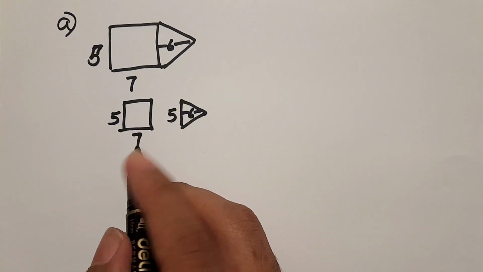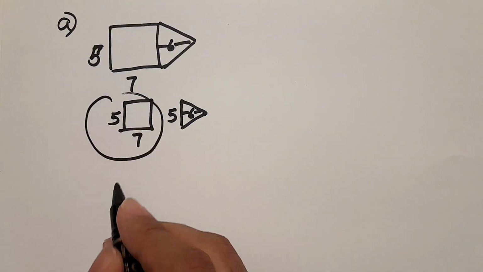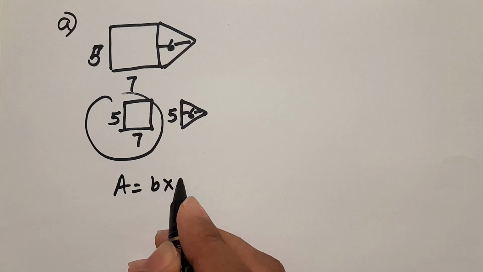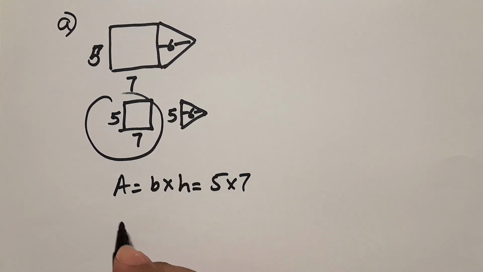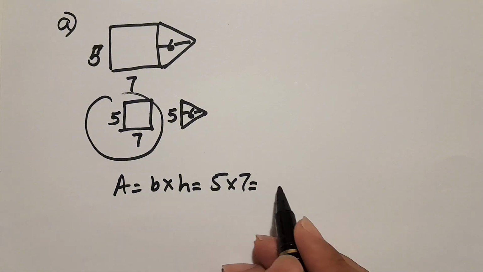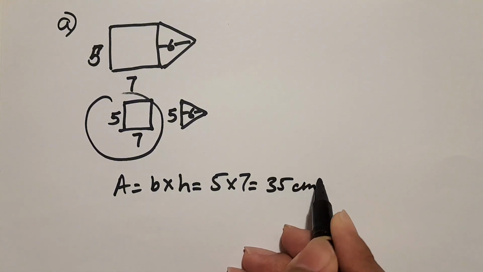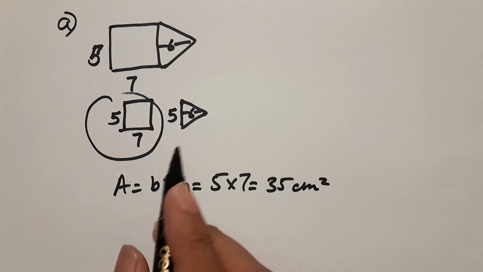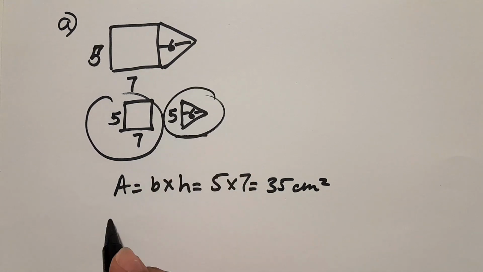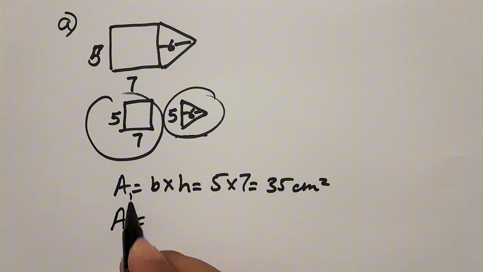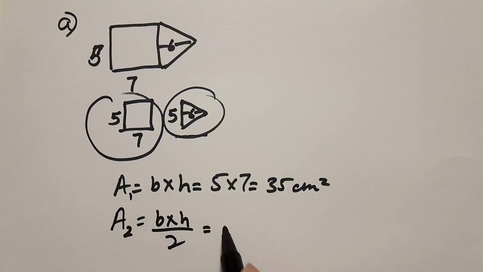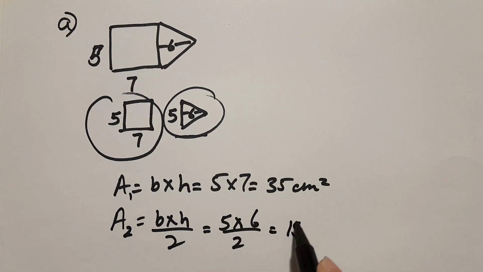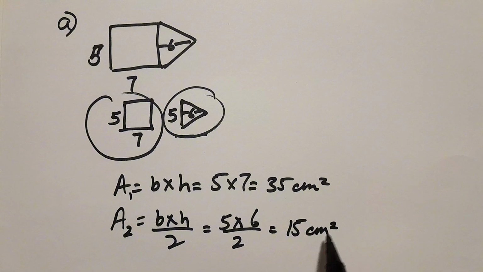Then we will calculate the area of this first, which is A is equal to base times height, which is 5 times 7, which will be 35 centimeter square. Then for this one, which will be here A1, here A2, this is base times height divided by 2. Base is 5, height is 6, divided by 2, which will be 15 centimeter square.